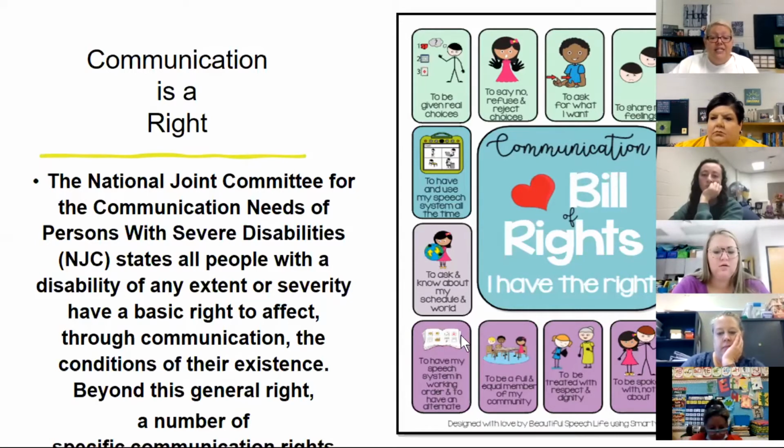I have a right to have my speech system in working order and to have an alternate. We're going to talk about that some too. If there's a GoTalk or a Big Mac, that means that it has batteries, it's turned on, it's programmed. And also, what happens when my batteries die or my iPad's not plugged up? I have to have an alternate. There's another way to communicate.